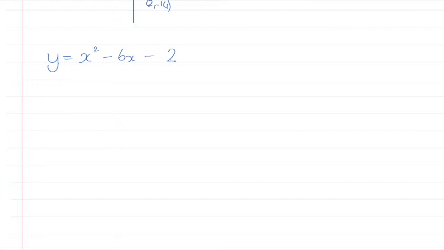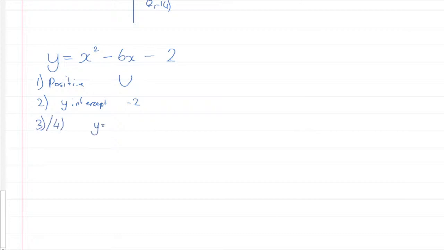Okay, so a little look then. The first thing I do is it's a positive, so we know that it's a U shape. Part 2 is that my y-intercept is -2. Let's complete the square for this. Part 3, part 4.